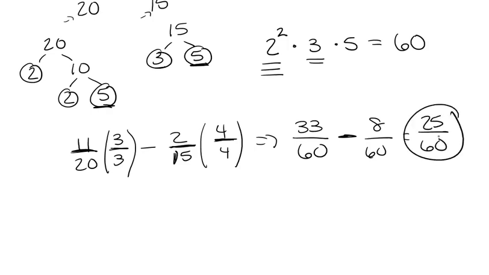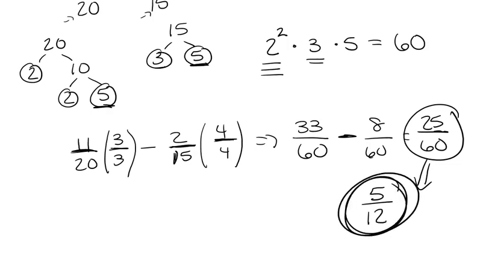Except actually this is not our final answer as it's not reduced. So we can go ahead and reduce this number by 5, both on the top and bottom, because both numbers end in a 5 and a 0, so we know it's a multiple of 5. So 25 divided by 5 is 5, and then 60 divided by 5 is 12. So this is actually our final answer for this problem.